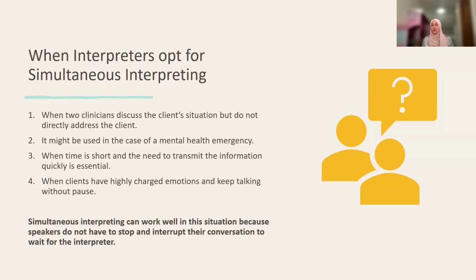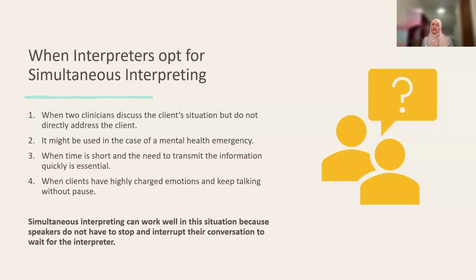So when two clinicians are discussing the client's situation but do not directly address the client, this might happen in hospitals or a setting where multiple people are speaking at the same time. The interpreter is present and the client is there, but is not being addressed. The interpreter can use simultaneous interpretation to let the client understand what's going on.